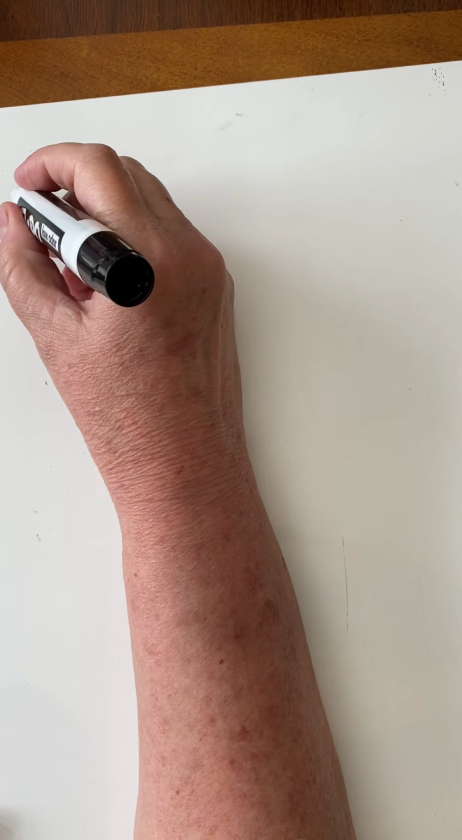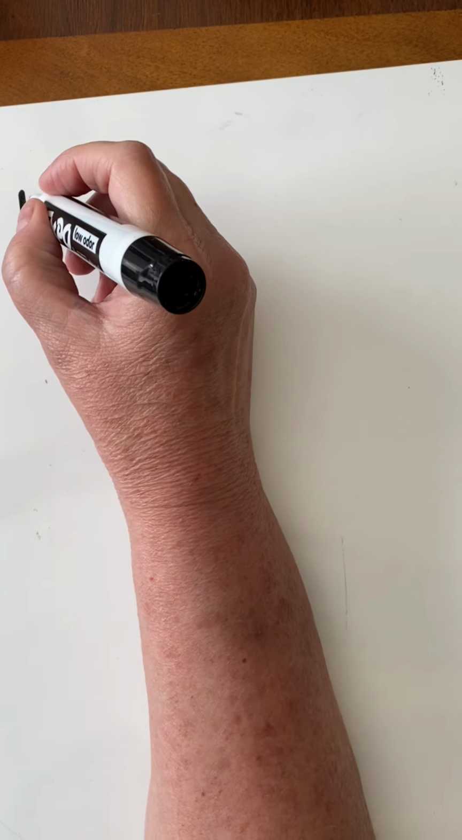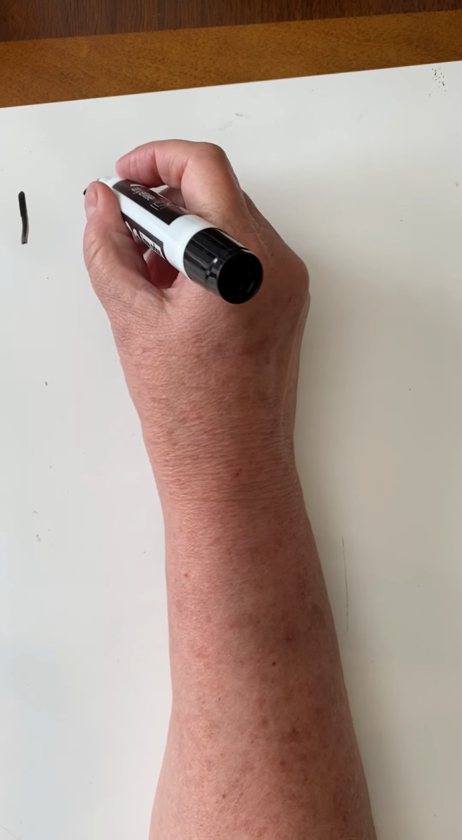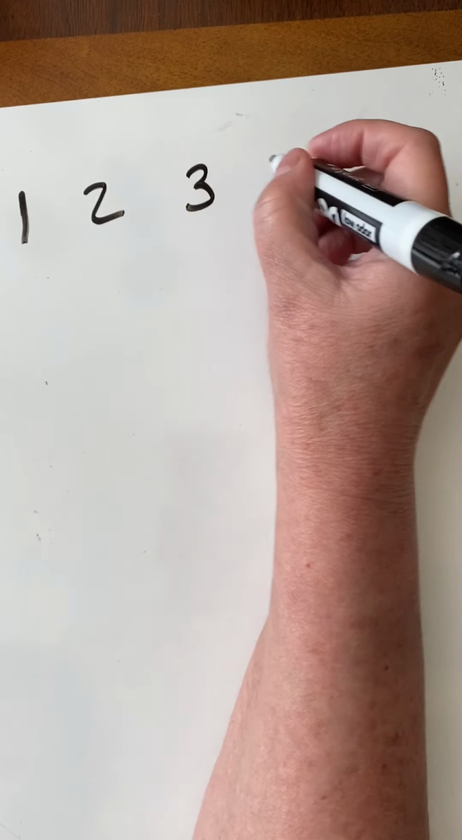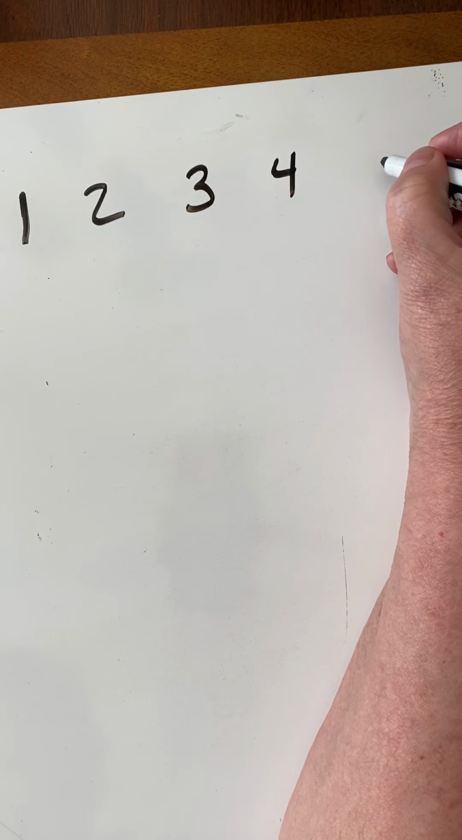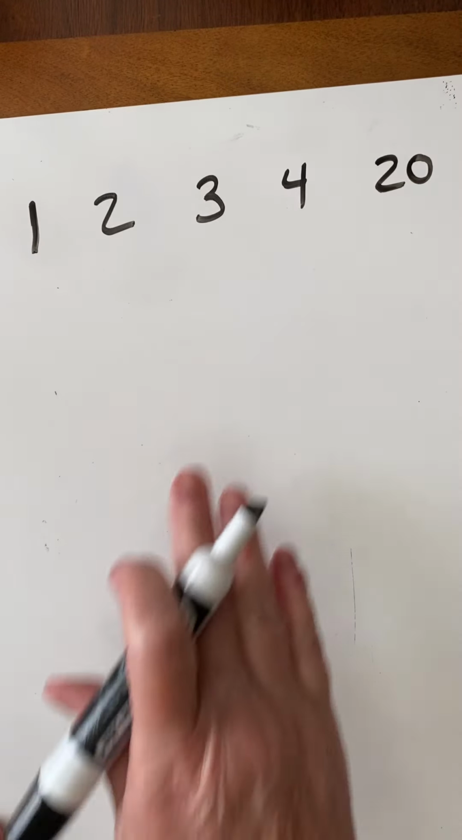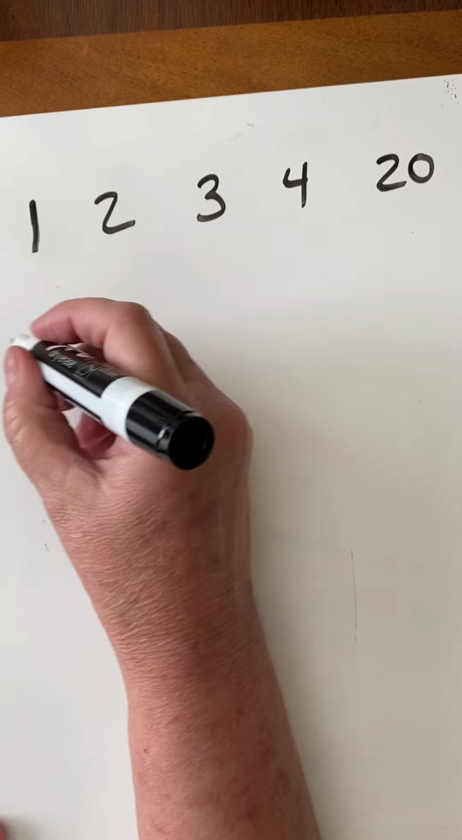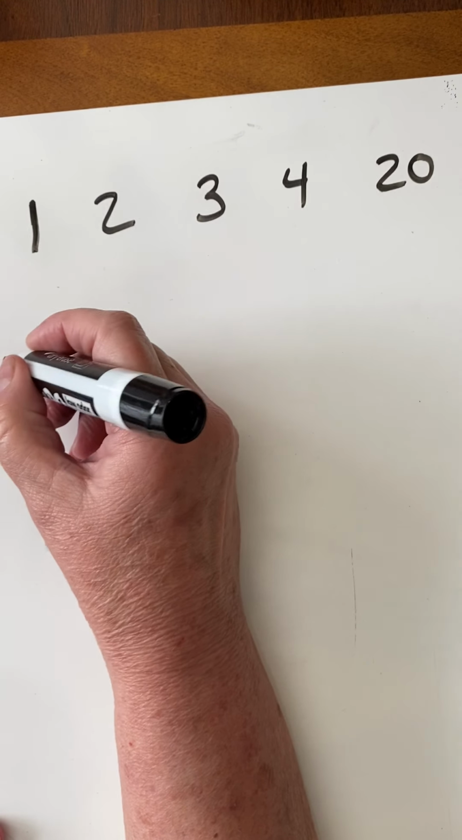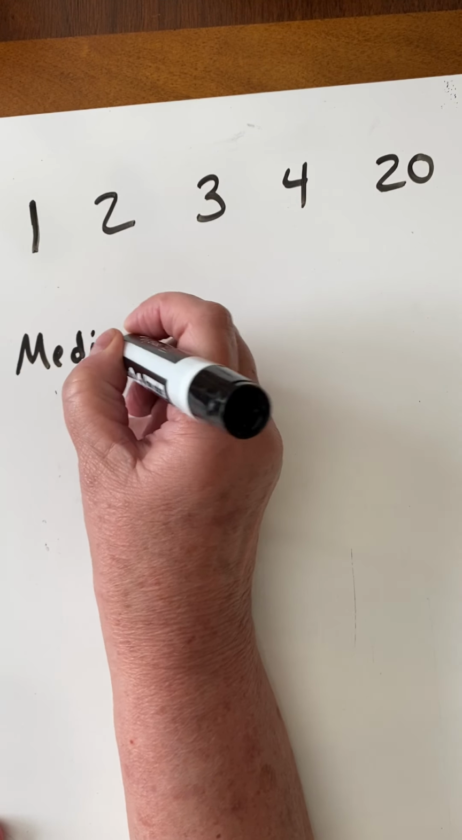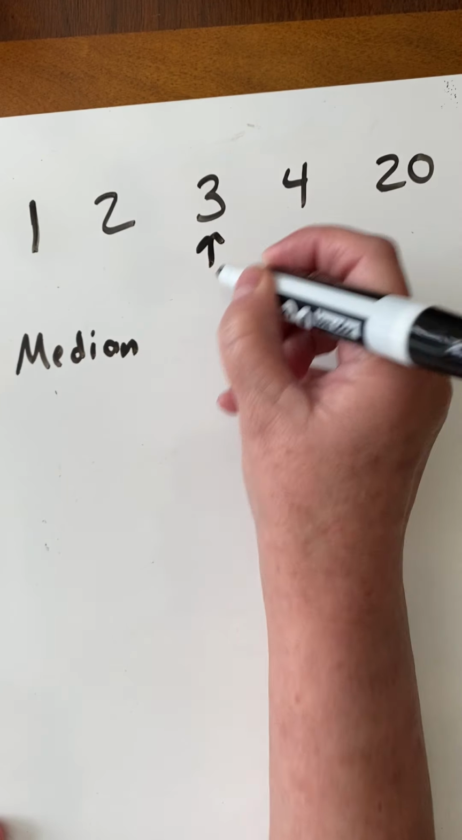And in this example, I'm going to make it easier just so that you can see it easily. I'm going to come up with some numbers. I've got a 1 and a 2 and a 3 and a 4 and a 20. So I've got kind of a range of numbers right there, 1, 2, 3, 4, and 20. And let's just come up with some of the things we do know. So I know my median is going to be right there in the center, right? So it's going to be a 3.